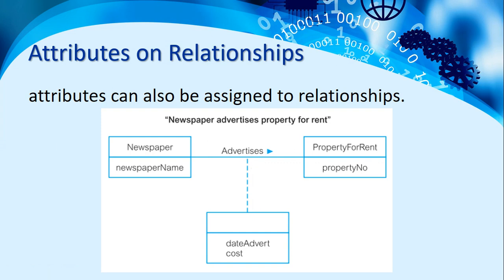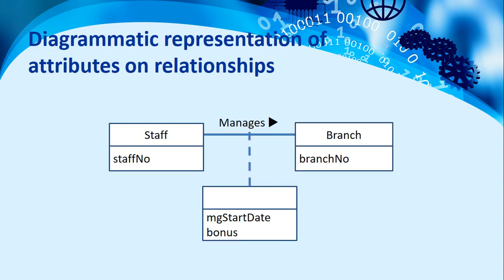So in a diagrammatic representation of these attributes on relationships, ito for this instance, we represent attributes associated with a relationship type using the same symbol. Parehas lang, no. Parehas sa symbol when we're using the symbol for entity type. As you notice, parehas lang sila.